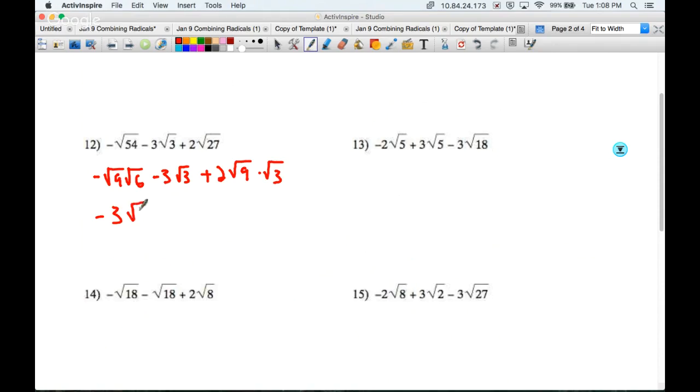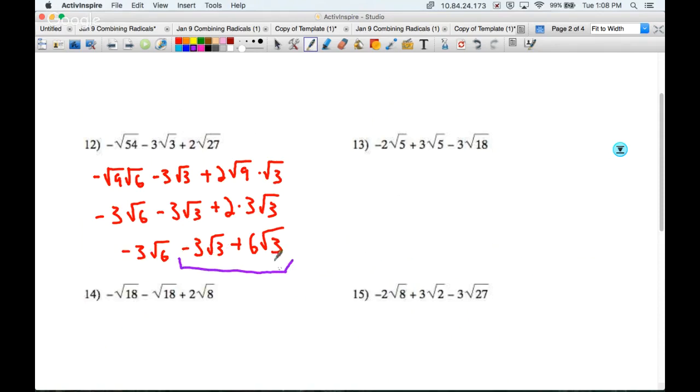Negative 3 square root 6 minus 3 root 3 plus 2 times 3 root 3. After I simplify my radicals, now I've got negative 3 root 6 minus 3 root 3 plus 6 root 3. Now these two cannot be combined here. They do not have the same radical, and they're not going to simplify to the point where they do.